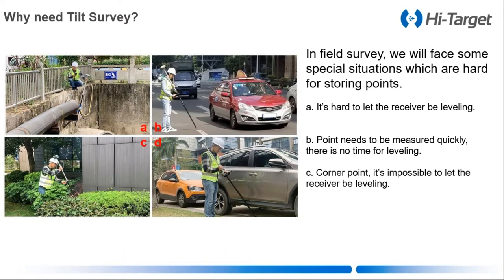And picture C, it's impossible to let the receiver be level. And picture D, the point is under an obstacle. So tilt survey is very helpful in these situations.